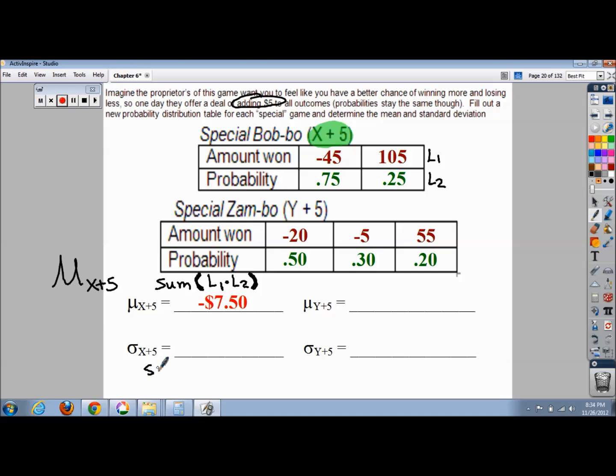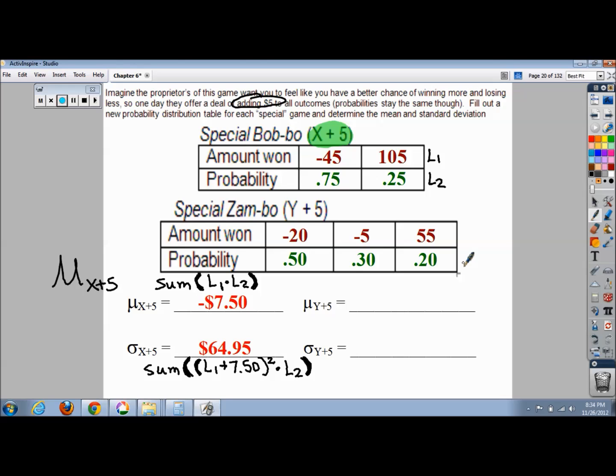And if you want to figure out the standard deviation, then we're going to take the sum, and then a new parenthesis here, L1, those are individual x's, minus the mean, which was negative $7.50, so that means we're really going to have to add $7.50, square that amount, and multiply it by the individual probabilities list 2, end parenthesis. And you should get $64.95.